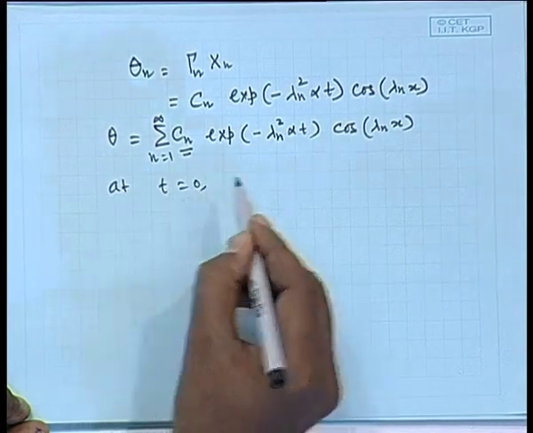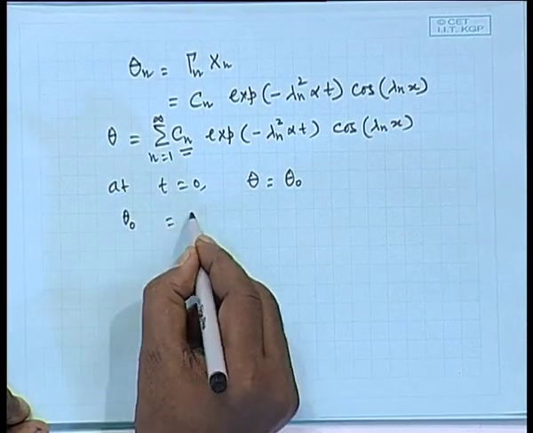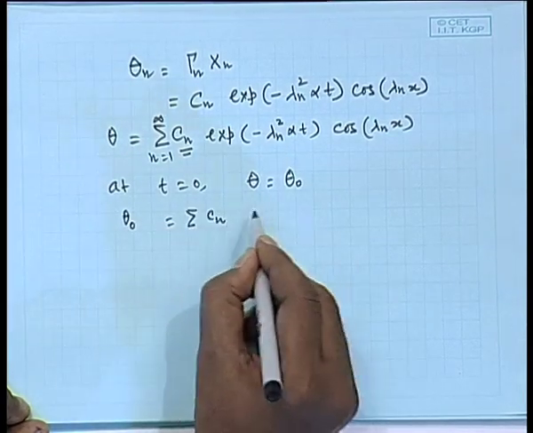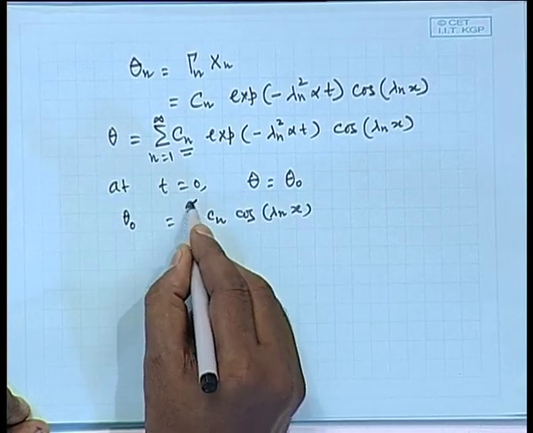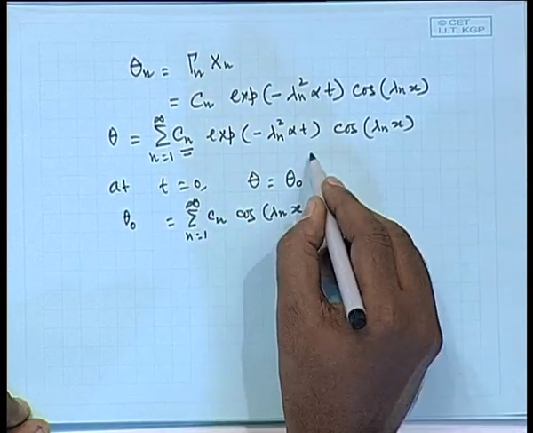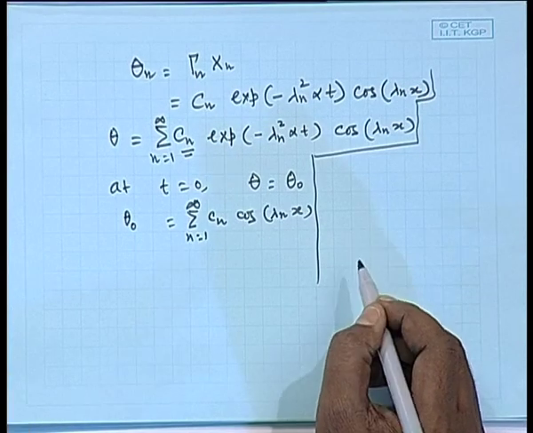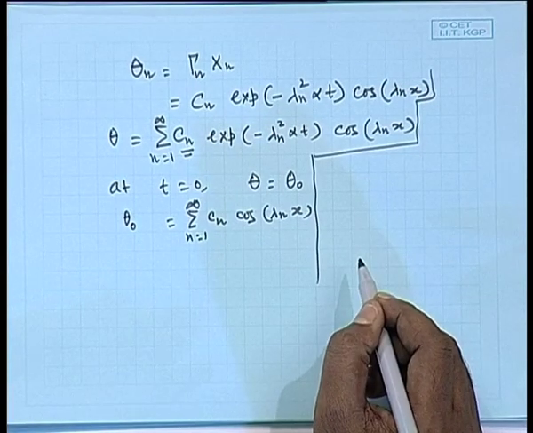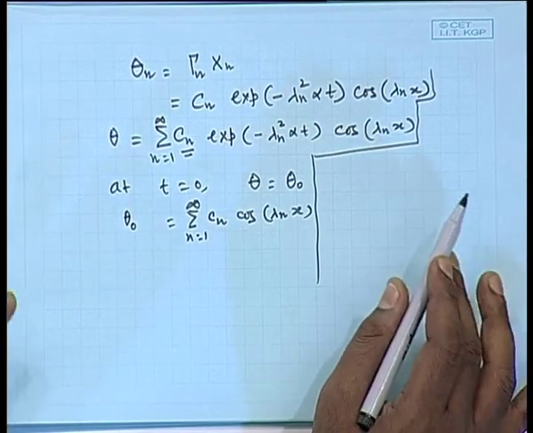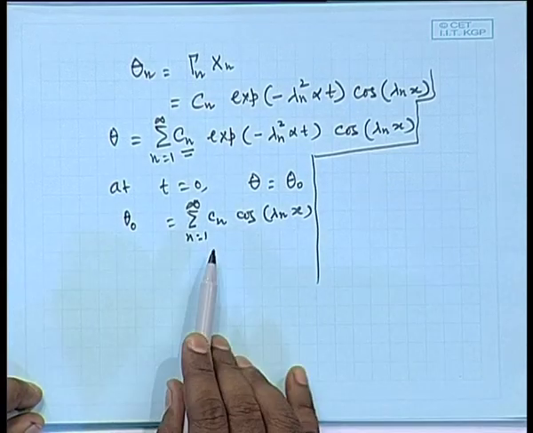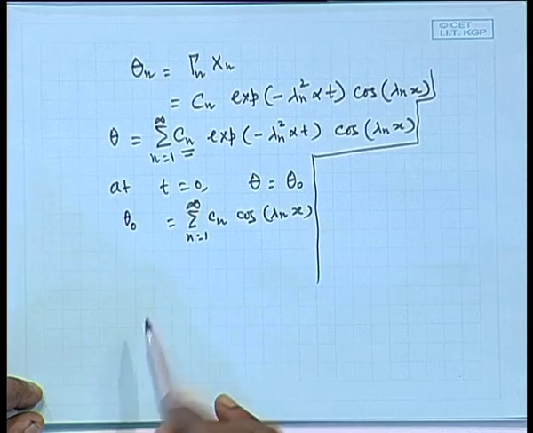At t equal to 0, your theta was equal to theta naught. So, put that: theta naught becomes the sum of Cn cosine lambda n x, n equal to 1 to infinity. Now, we have already seen in the last class, I told you to derive those relations, that cosine functions and sine functions are always orthogonal to each other. Hopefully, you have already derived that. If you take that as granted, now you multiply both sides by cosine lambda m x dx and integrate over the domain 0 to 1.